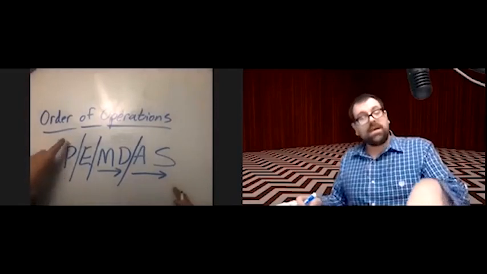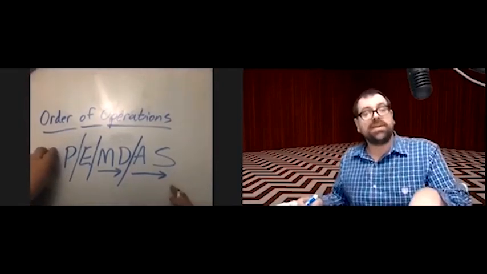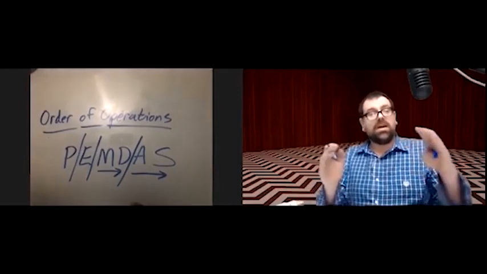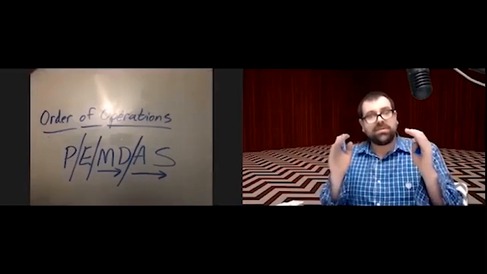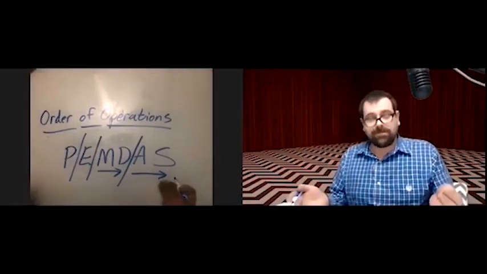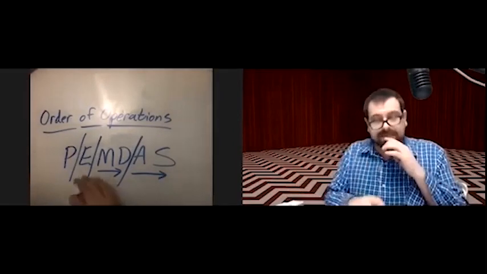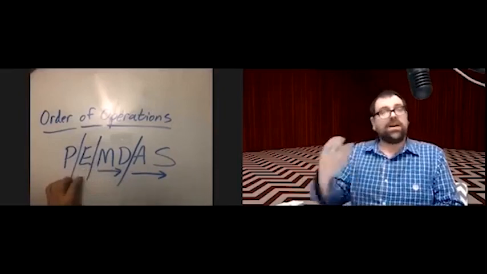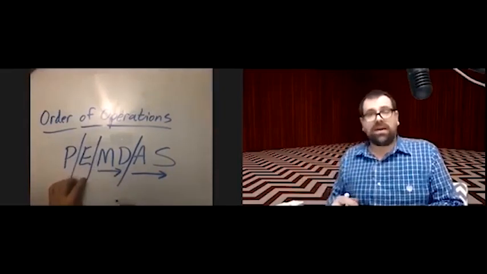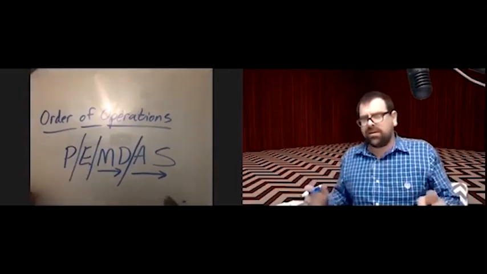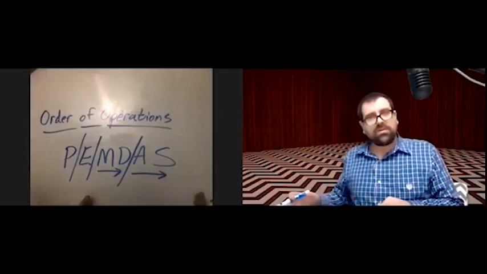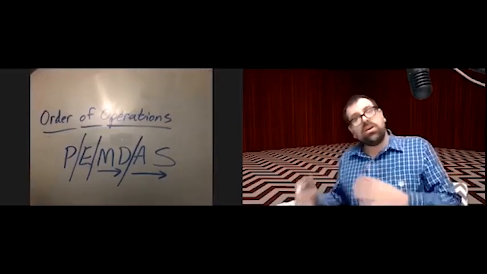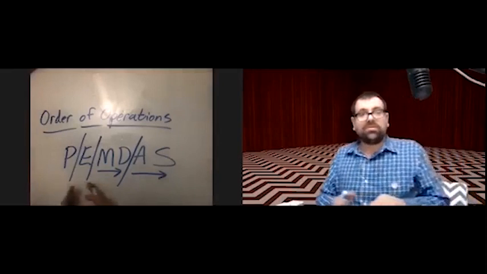Step 1, P, parentheses. We work inside parentheses. If we have parentheses in the problem, ignore everything outside until we have simplified what is inside as much as possible using the order of operations. Then when there's nothing left to do inside parentheses, evaluate any exponents you have. So any squareds, any cubes, go ahead and simplify those. Then from left to right, any multiplication or division that you come to. And when you're done with all of that left to right, you'll only be left with addition and subtraction. You go back and you go left to right.